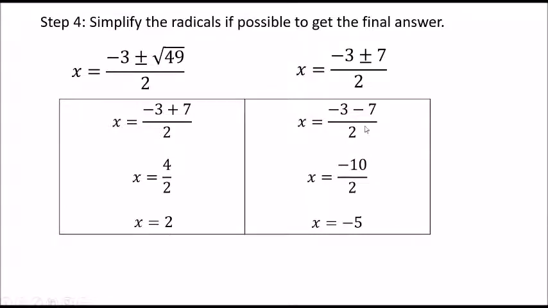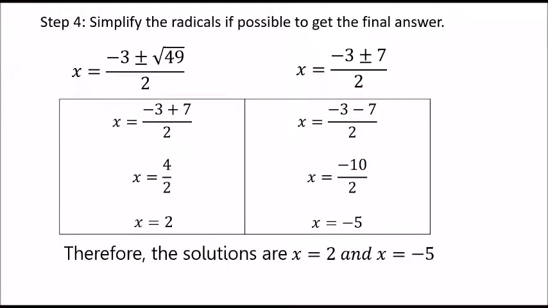Dito naman sa ikalawa, yung minus yung gagamitin natin. We have x equals negative 3 minus 7 all over 2. Negative 3 minus 7 is equal to negative 10 all over 2, that is negative 5. So we have x equals positive 2 and x equals negative 5. So therefore, the solutions are x equals 2 and x equals negative 5.